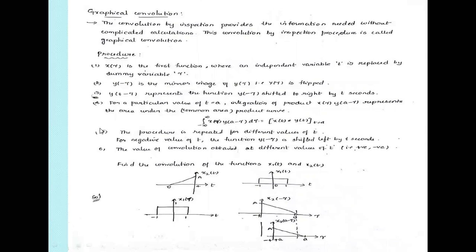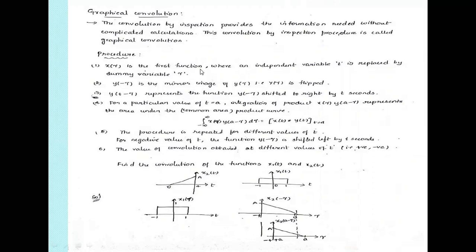Now, take one example in the graphical representation. How can we find the convolution? Next we can see the graphical convolution. The convolution by inspection provides the information needed without complicated calculation. This convolution by inspection procedure is called the graphical convolution. Forget about this definition. And how we can find the convolution by using the graphical representation.